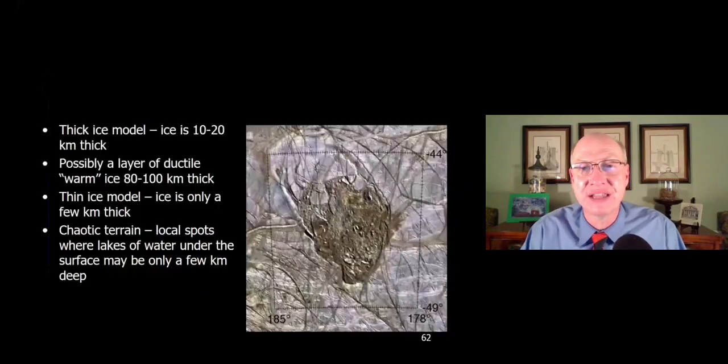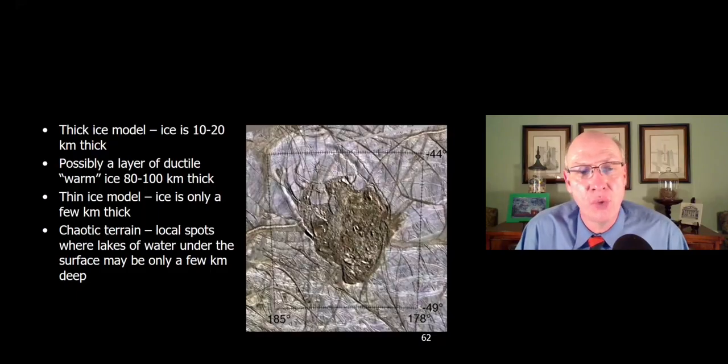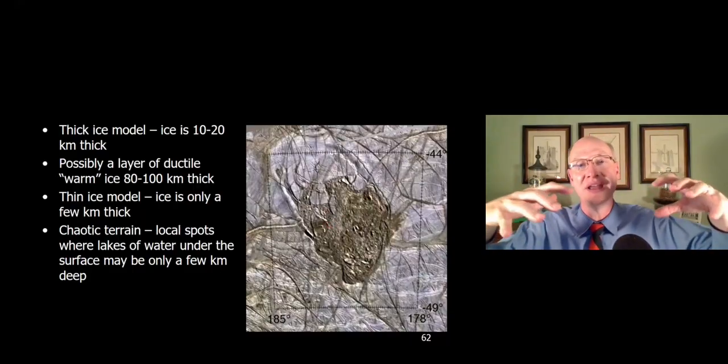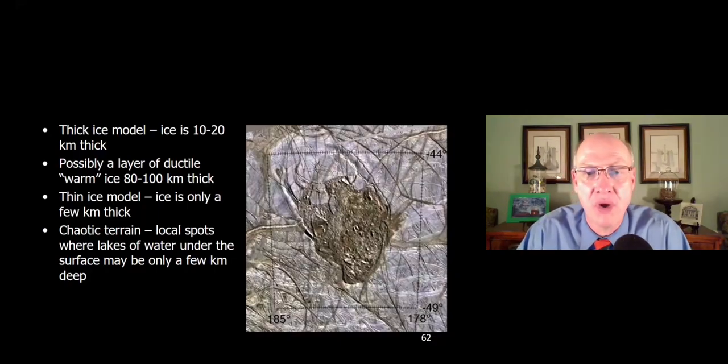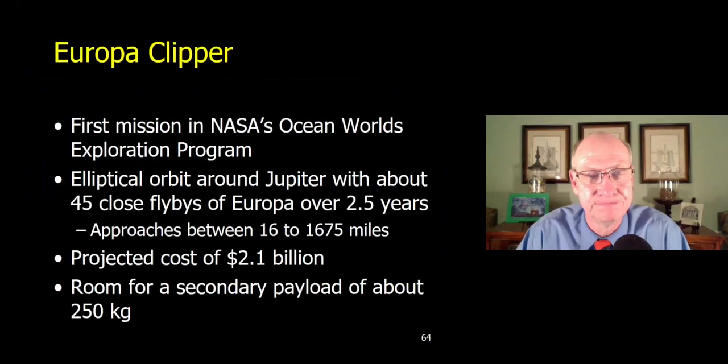But one of the things that the Europa Clipper is going to determine, using radar, is whether Europa has a thin ice layer or a thick ice layer. There are chaotic terrains on the surface of Europa where it is clear that the water has gotten fairly close to the surface. The water might only be a few kilometers below the surface there. So these are areas where we believe that pockets of water have lifted up. Local spots of water have lifted up and the surface has broken apart and the water may be relatively close to the surface there.